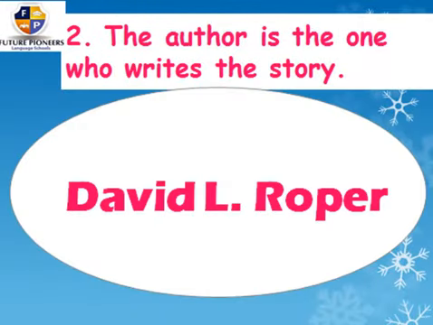Let's move to the next element, which is the author. The author is the one who writes the story. And his name is David L. Whopper. Where can we find the author? Up on the cover of the page. The title we can find up on the cover of the page, but the author may be down or up, just below the title.